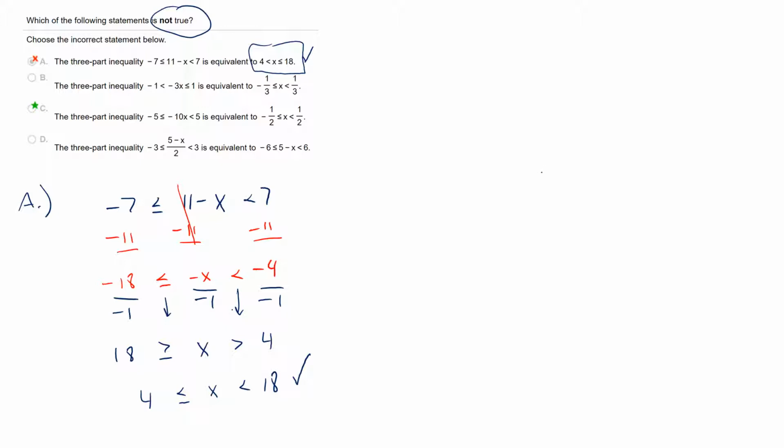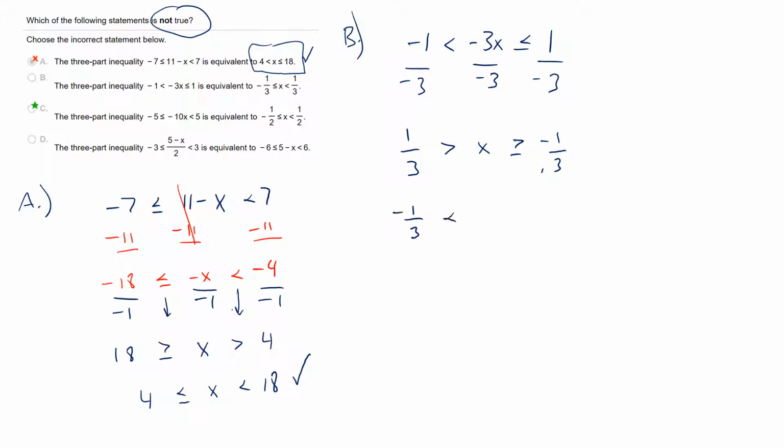So moving on to part B, we have -1 less than -3x less than or equal to 1. To solve this, I would divide by -3 to get x by itself in the middle. So I have +1/3. Since I'm dividing by a negative, we flip the sign. And then normally we put the smaller number on the left when we have a compound inequality, so I'm just flipping it all around. That matches what they have once again. So part B is true.